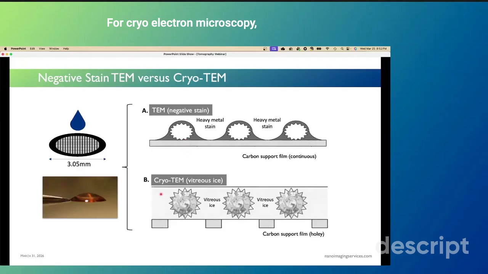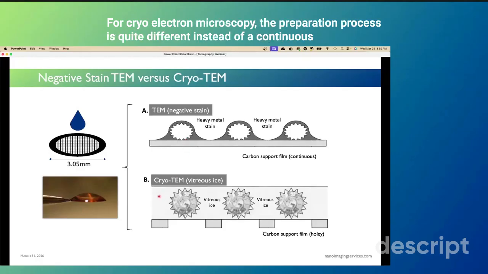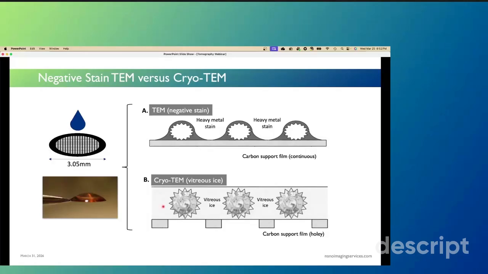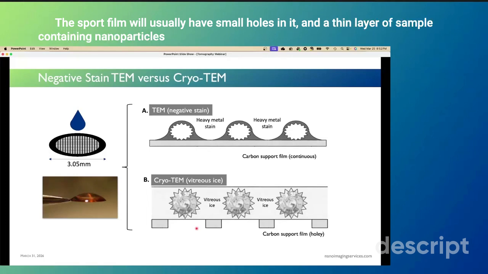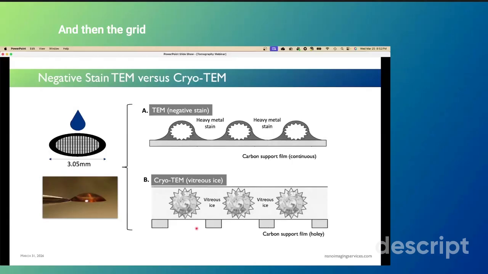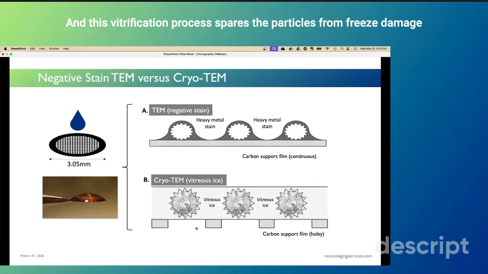For cryo-electron microscopy, the preparation process is quite different. Instead of a continuous support film, the support film will usually have small holes in it, and a thin layer of sample containing nanoparticles is suspended in these holes through a blotting process. And then the grid is rapidly frozen, resulting in a thin layer of vitreous ice. And this vitrification process spares the particles from freeze damage and results in particles that are preserved in their native hydrated state.